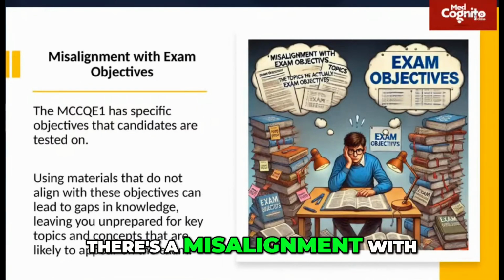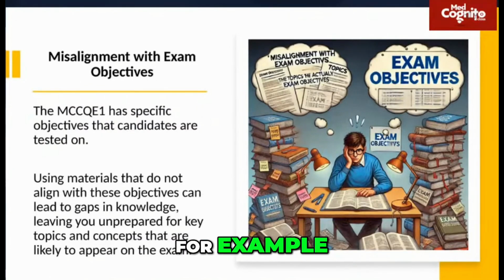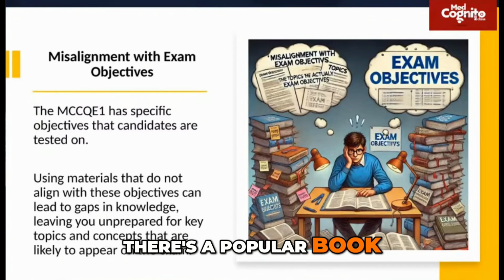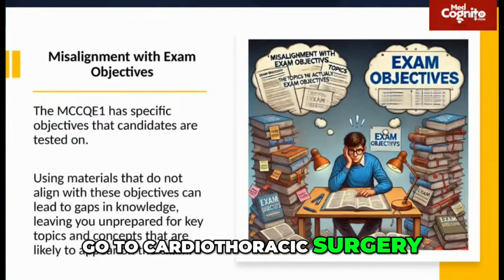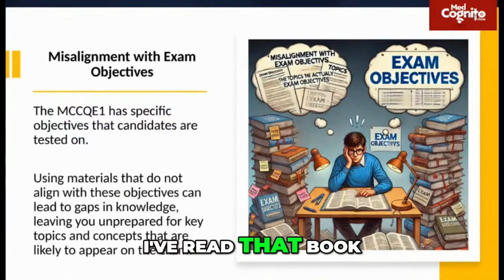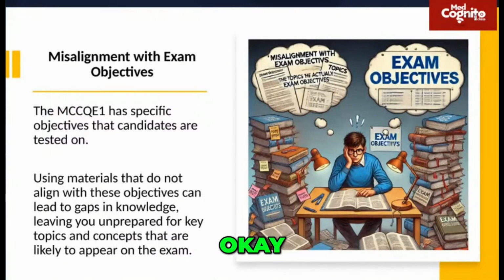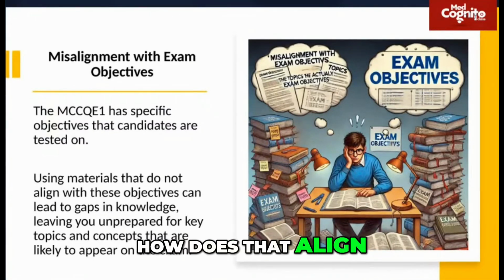Now, there's a misalignment with the objectives. For example, there's a popular book, it's called Toronto Notes, right? And I'm going to say this. If you go to the cardiothoracic surgery chapter of Toronto Notes, I've read that book. I still have it, and it's awesome. I really, really love the writers of the book. Okay. How does that align with the objectives?